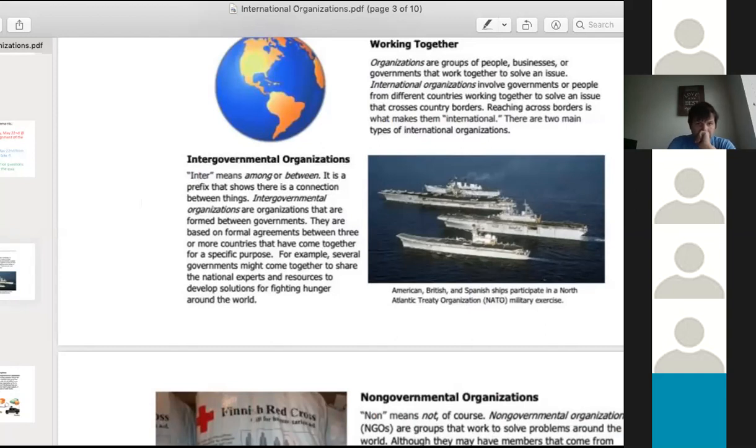For example, several governments might come together to share the nation's experts and resources to develop solutions for fighting hunger around the world.